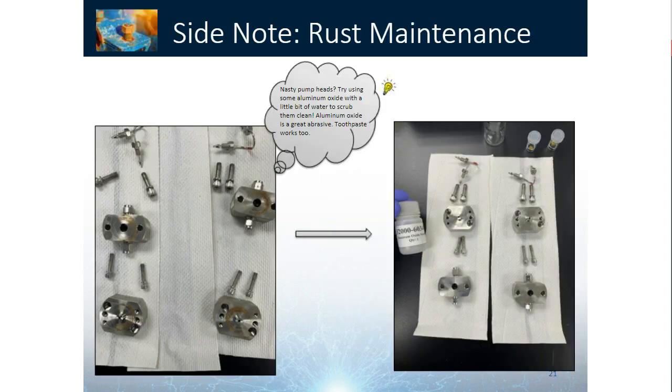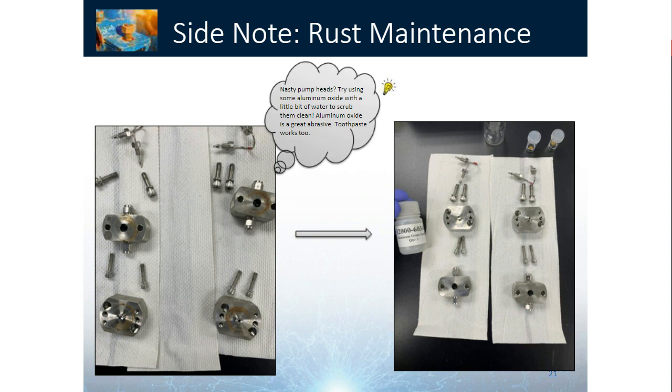As a side note, if you see any rust, don't ignore it. This was an example a couple years ago where I was actually swapping out the pump seals, plungers, diaphragms, just doing a standard PM on the instrument. When I took the pump heads off, you can see on the left here, getting a rust ring. This is obviously not okay. It can lead to more of a headache in the future.